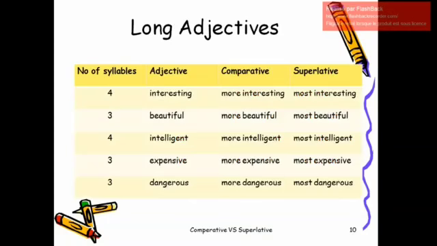Long adjectives, here as you see we have a number of syllables, adjective, comparative and superlative. Interesting, 4 syllables. More interesting, the most interesting, I forgot the. Beautiful, 3 syllables. More beautiful, the most beautiful. Intelligent, 4 syllables. More intelligent, the most intelligent. Expensive, 3 syllables. More expensive, the most expensive. Dangerous, 3 syllables. More dangerous and the most dangerous. Okay? Good.